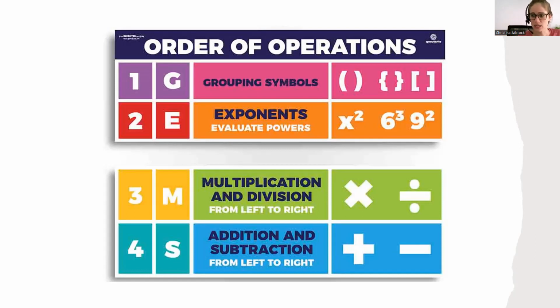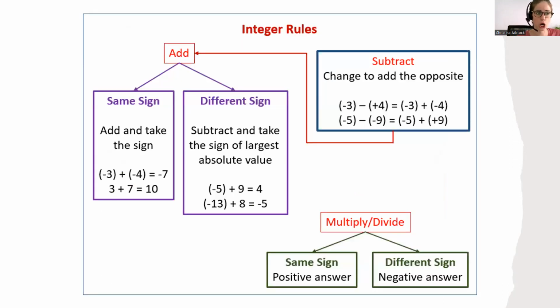With this assignment that you have on IXL, it's using order of operations with integers. So that means we are going to be dealing with some positive and negative numbers. So a quick little reminder on our integer rules. If you are multiplying and dividing, down here in the bottom in green, if the numbers have the same sign, your answer will be positive. If your numbers have different signs, your answer will be negative.